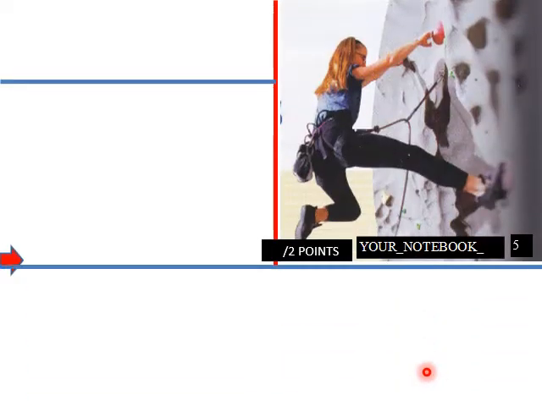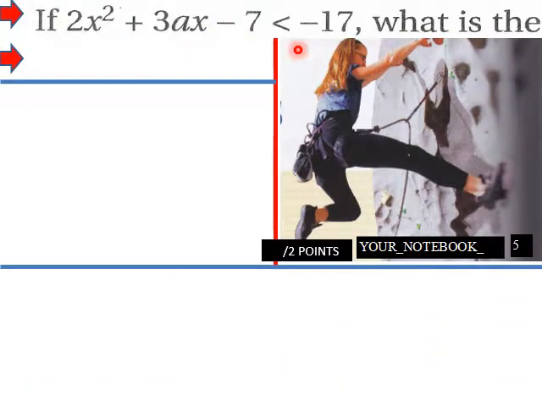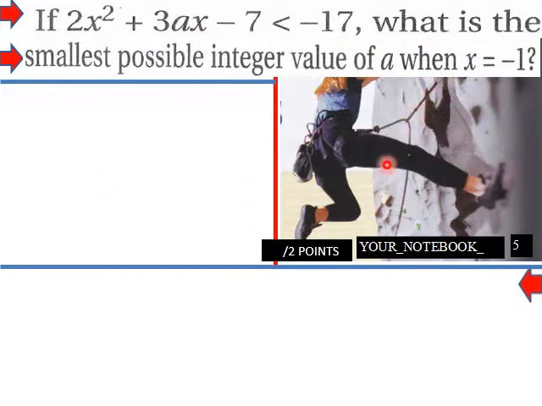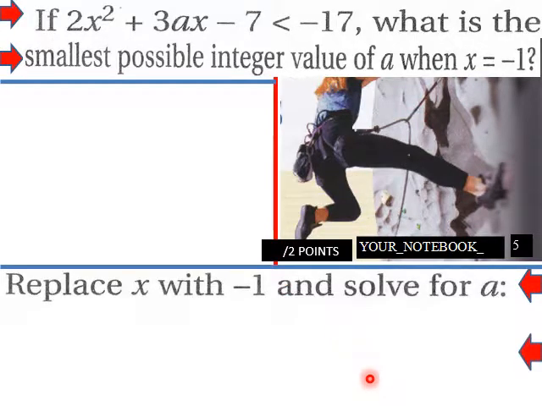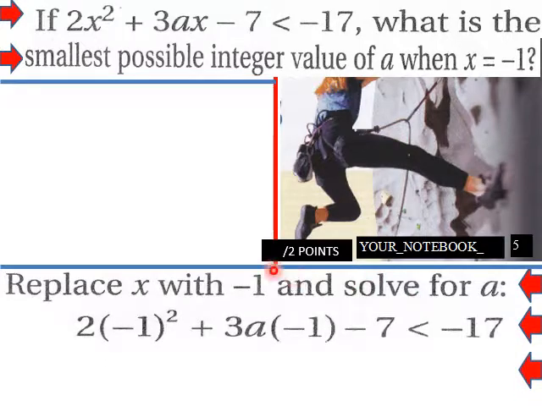Okay, page 5 here. We have the statement here. What is the smallest possible integer value of a when x equals negative 1? So replace x with negative 1 and solve for a. This is what we do here. We insert that into the statement. Then we further simplify here.